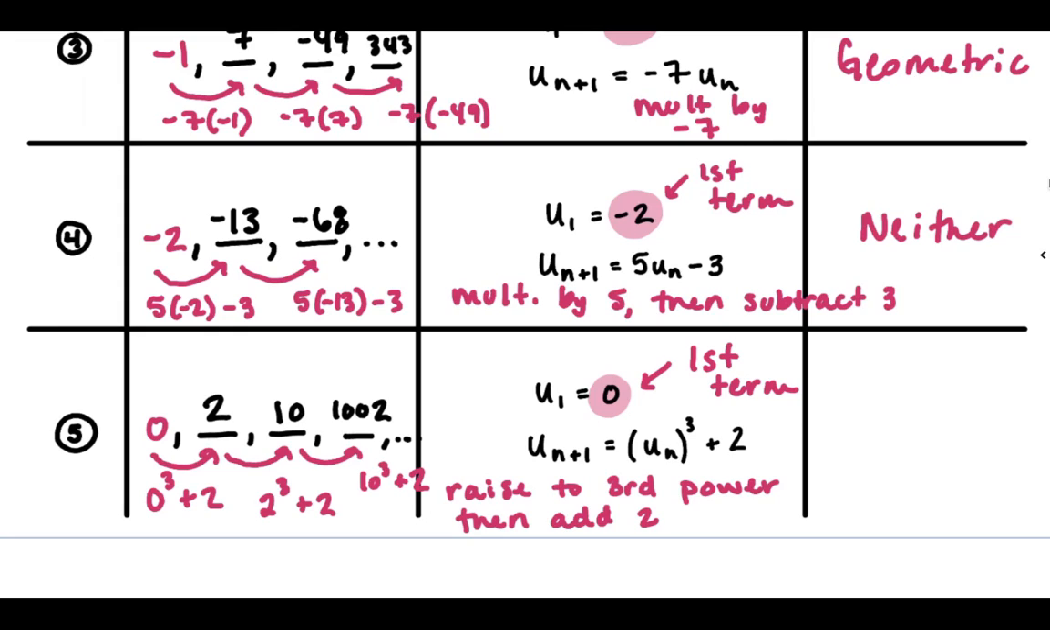So this sequence had exponents involved. We weren't always multiplying by the same number. We weren't always only adding the same number. So this is going to be a neither.